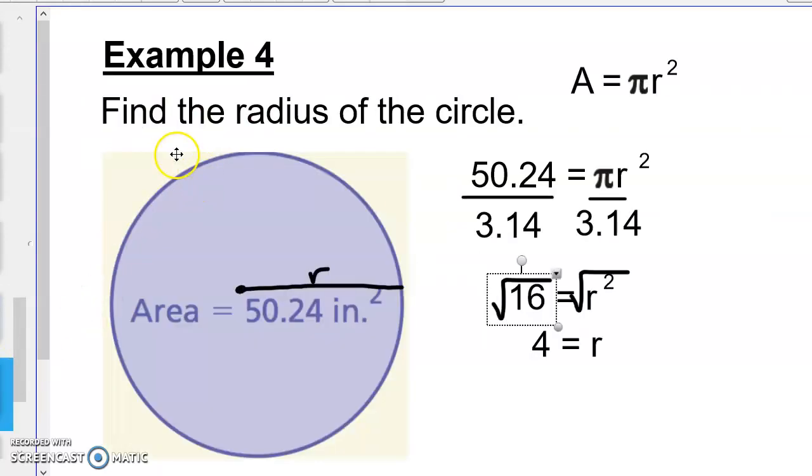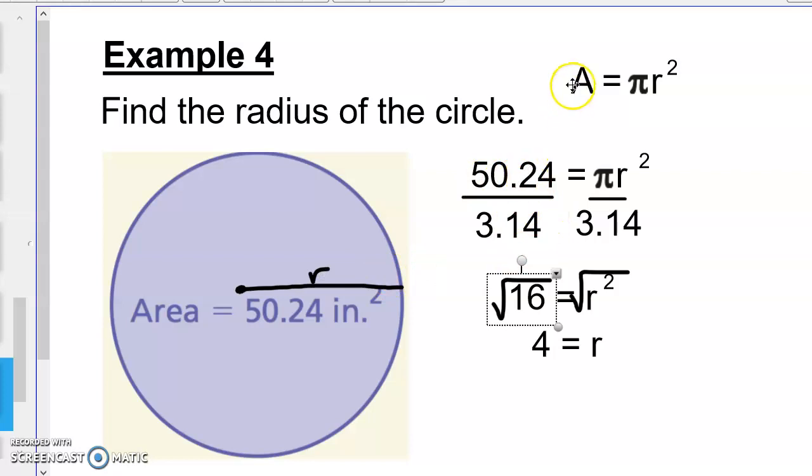Example 4 here, it says find the radius of the circle. Well, if you remember back a few chapters, we learned the formula for finding the area of a circle is A equals pi times radius squared. Area equals pi times radius squared. Well, now in this problem, they give me the area of the circle is 50.24 inches squared, but they want us to solve for the radius.